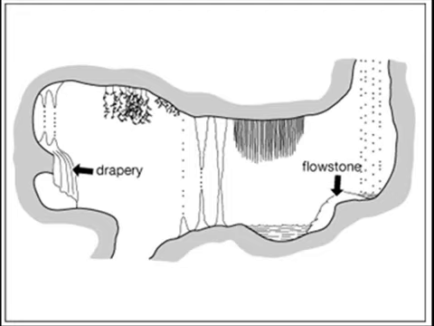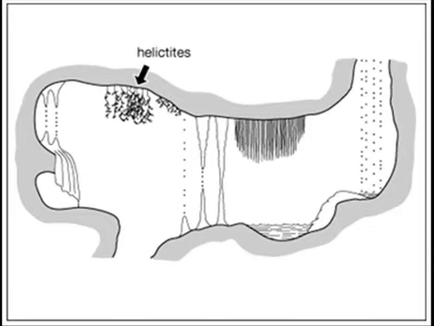If the water falls down a vertical surface, the resulting formation takes on the appearance of a waterfall and is known as flowstone. An unusual cave formation is known as a helictite. Helictites are narrow, delicate formations a few inches long, which are twisted and tangled like the roots of plants.